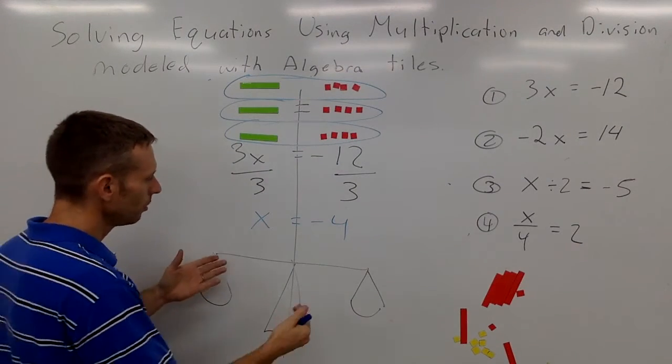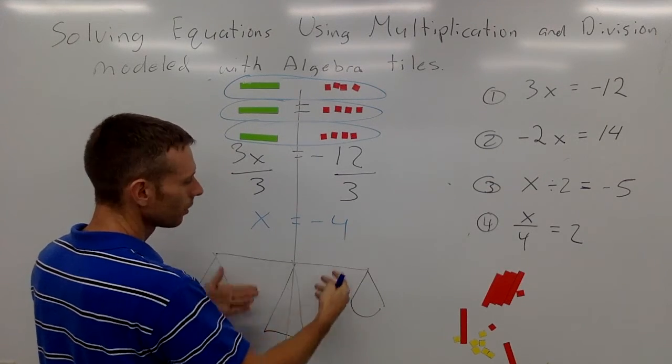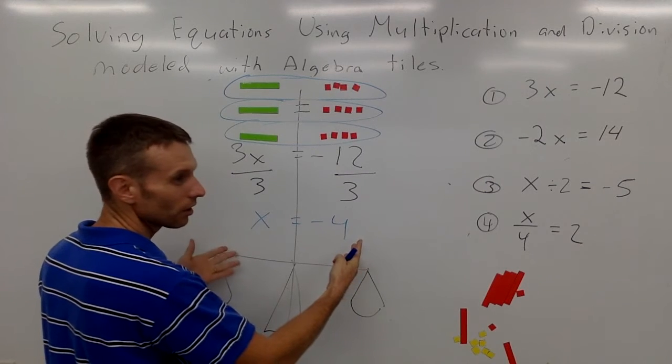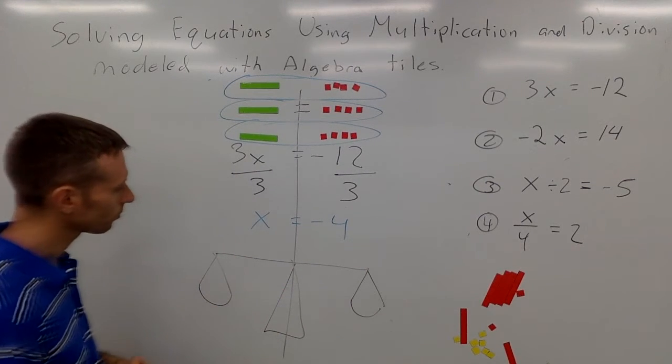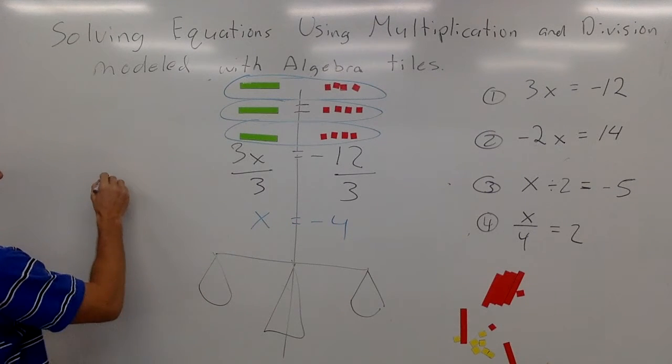Look, what happens if we double it? 2x equals negative 8, 3x equals negative 12, 4x equals negative, what? 16, right? Still a balanced equation. Now we can check our answer.